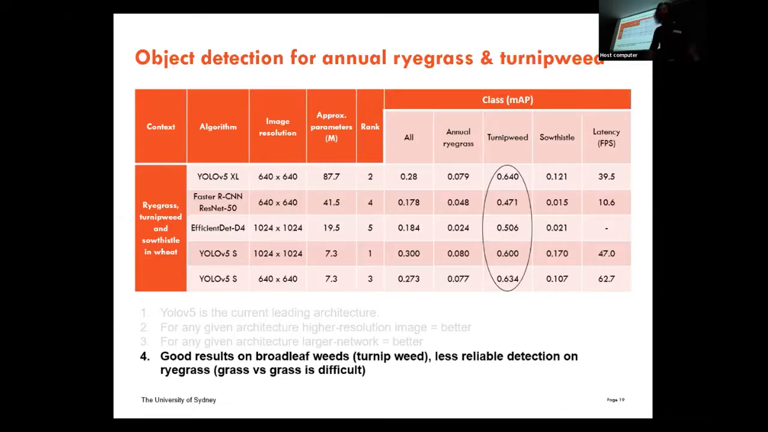So when we look at ryegrass, unfortunately, the detector did not do so well. It's lagging quite far behind state of the art. And again, I'll talk about this in the conclusions. It's a difficult problem. Grass versus grass. I mean, ryegrass looks very similar to wheat in imagery.